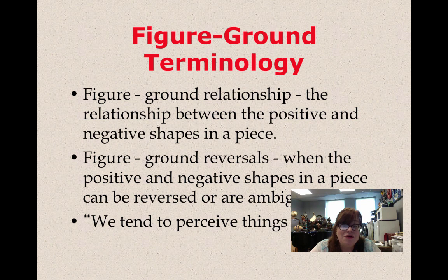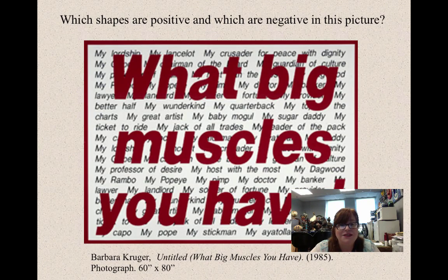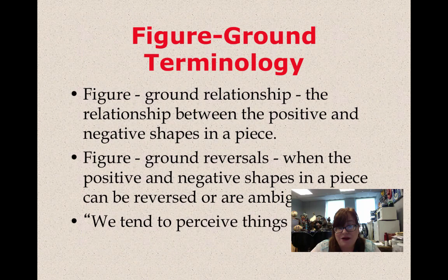All right, so along with positive and negative space, we also get figure ground terminology. As I said here, I asked, what's the foreground? What's the background? That also goes with the figure ground relationship. It's the relationship between the positive and negative shapes in a piece. And we get figure ground reversals when the positive and negative shapes in a piece can be reversed or ambiguous. So that is something that artists use sometimes for psychological effect.